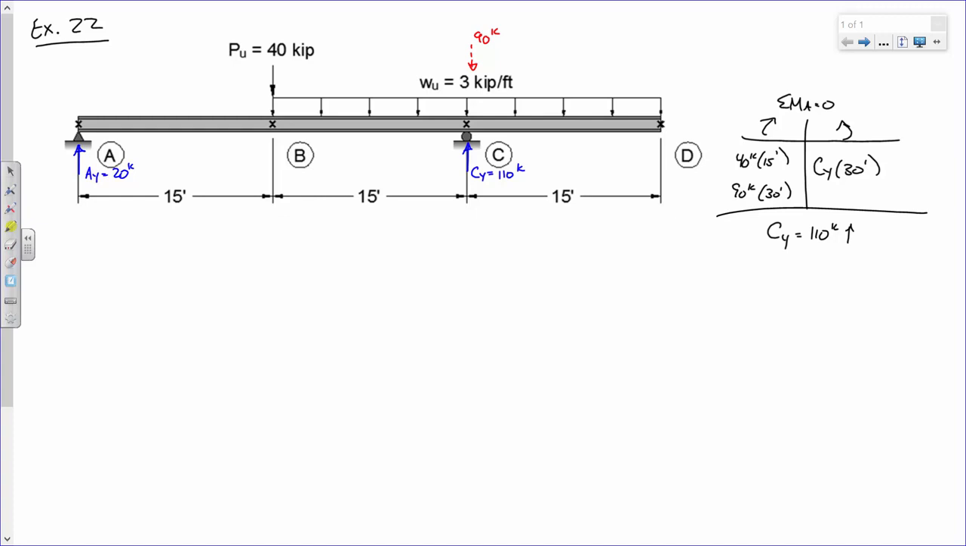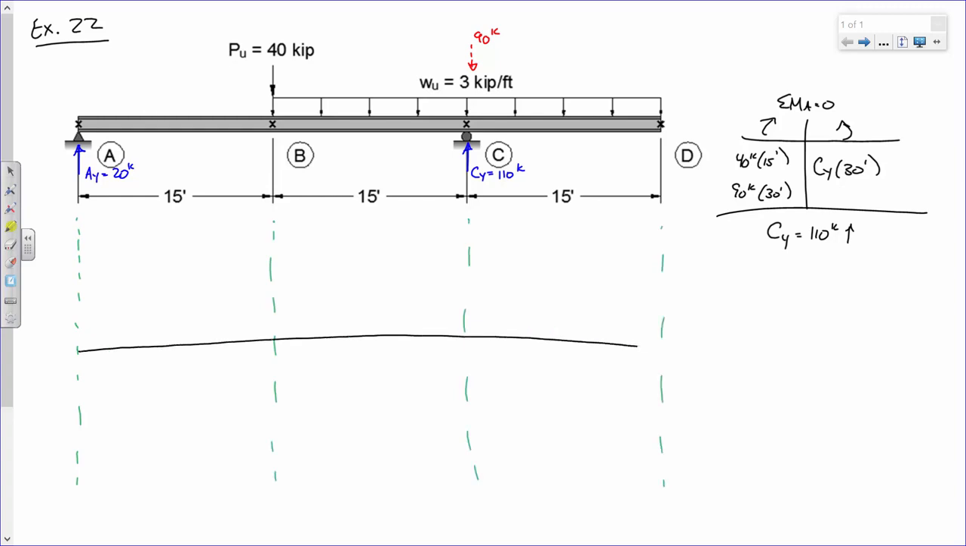All right. First off, the shear diagram. Factored shears. So tell me what to do. Start off at zero, then what? Go up 20. What about between A and B? Flat. What do I do here? Go down 40. That puts me at minus 20.